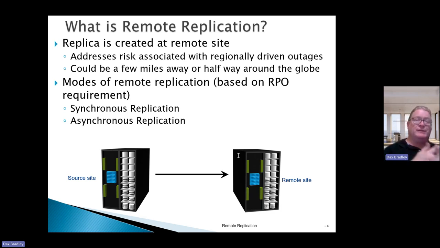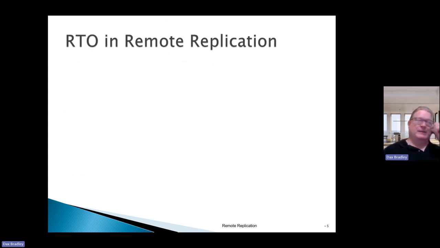The RPO in asynchronous replication is higher compared to synchronous replication. Basically, what we're trying to say is that remote replication involves the duplication of copies of data at a geographically distant location to ensure that the data is available for business continuity during regionally driven outages. The choice of replication mode, whether synchronous or asynchronous, depends on the organization that you work for, their RPO requirements, and the ability to tolerate data loss. So, something to keep in mind.